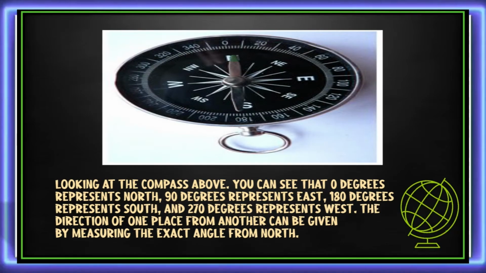Let's have a look at the compass on screen. Now looking at the compass, you can see that 0 degrees represents north and 90 degrees represents east.